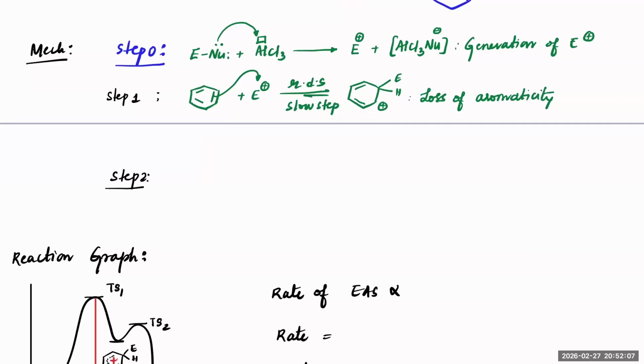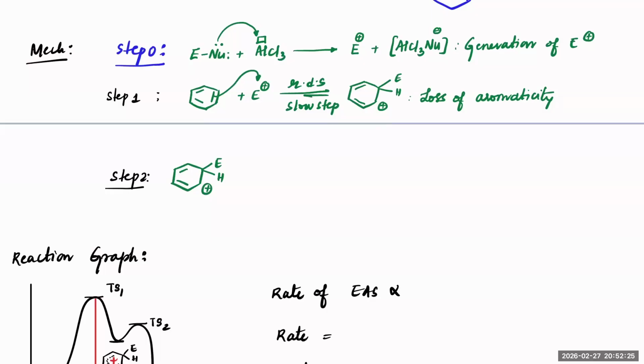Once you get this step, you know this particular intermediate which is forming here has a positive charge and hydrogen present here. In fact, hydrogen is present on all the carbons. I'm just showing one position.